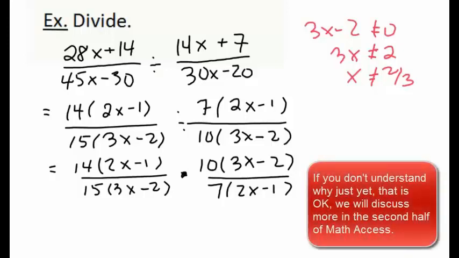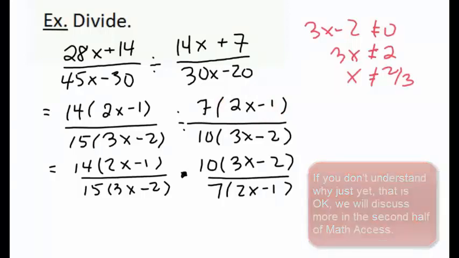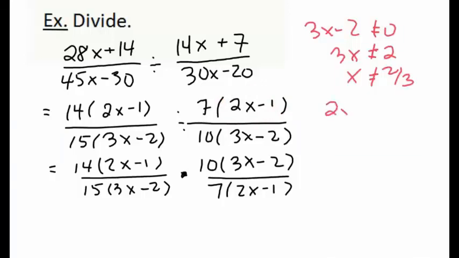The other restriction we have is this 14x plus 7 is also not allowed to be 0. If it was, then this fraction would be divided by 0. So that tells us that 2x minus 1 is also not allowed to be 0. We should get a value of 1/2.